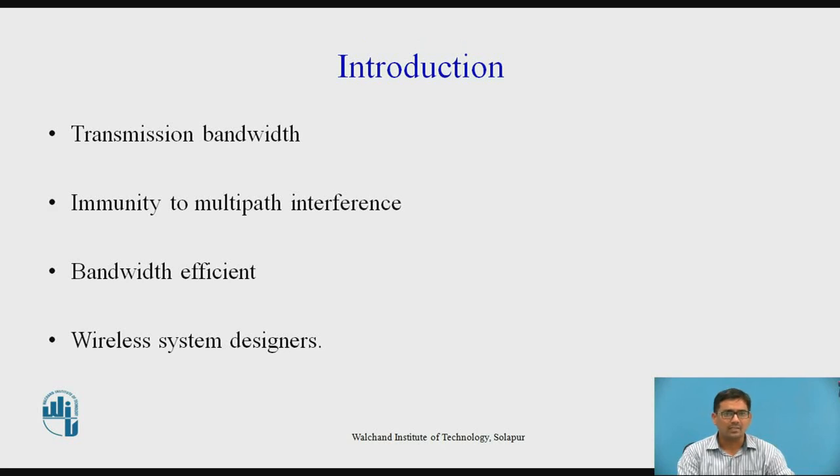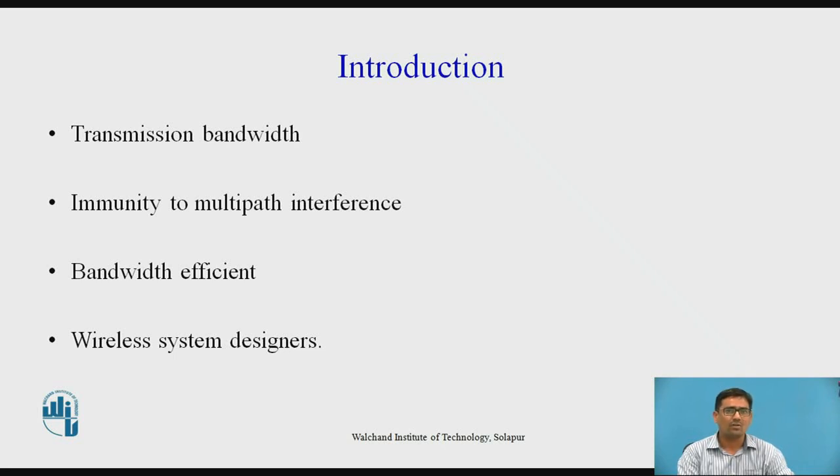SSMA, that is spread spectrum multiple access, uses signals which have a transmission bandwidth that is several orders of magnitude greater than the minimum required RF bandwidth. SSMA also provides immunity to multipath interference and robust multiple access capability.